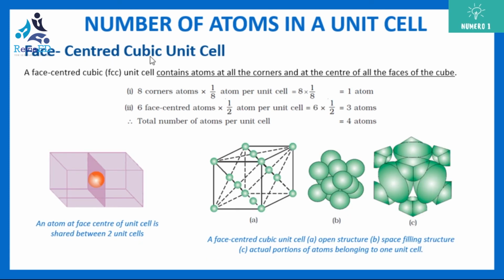Next, for the face centered cubic unit cell, 8 atoms are present at the corners. 1/8 times 8 gives you one atom, and there are 6 faces, and each face contributes half an atom per unit cell. If you see, this is your unit cell here, this part. This atom is shared only between this unit cell and this unit cell. That's why half an atom is present in this, and since there are 6 faces, multiplied by 1/2 atom per unit cell gives you 3 atoms. So in total there are 4 atoms present in FCC.